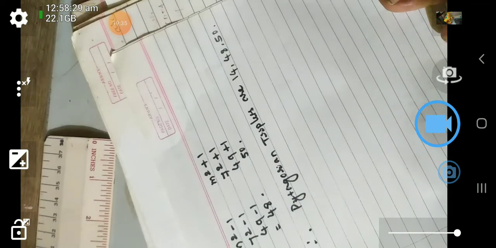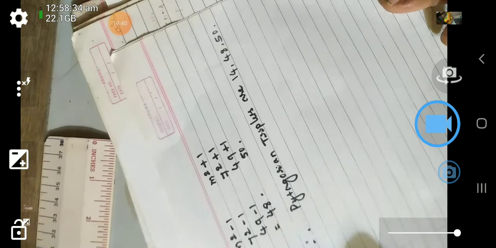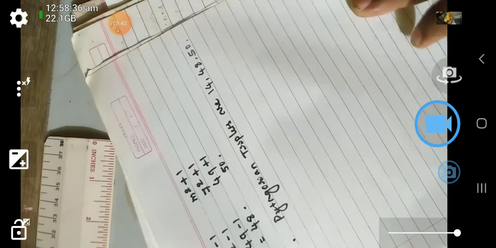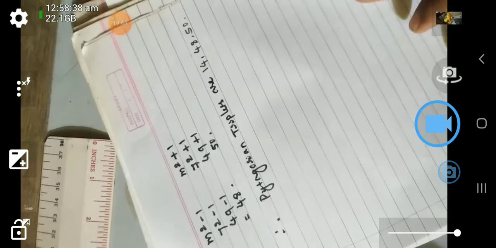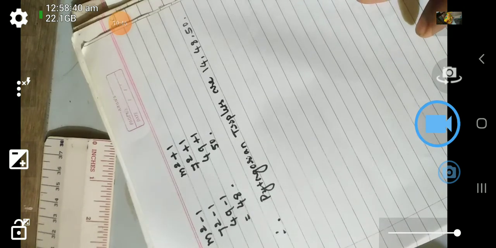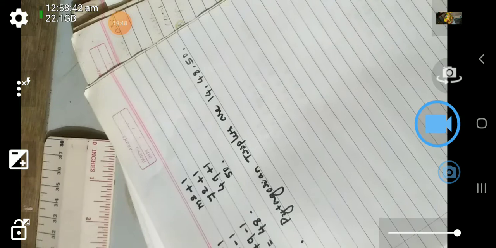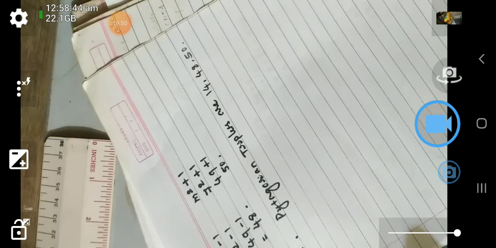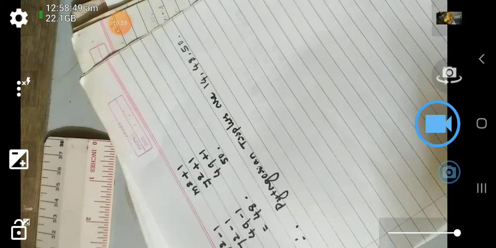So the next problems, the 3rd and 4th, kindly do them at home. Kindly try to do it in your rough first, and then do it in your notes. The remaining ones I'll also send you in the PDF, so kindly see that PDF.